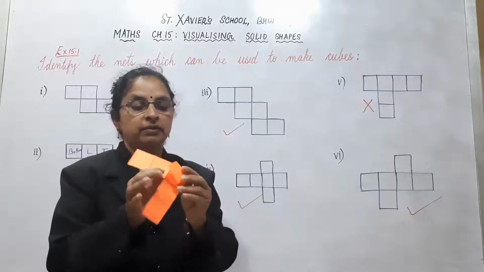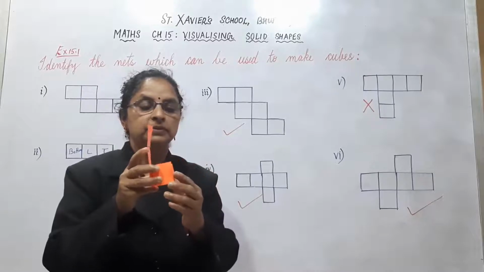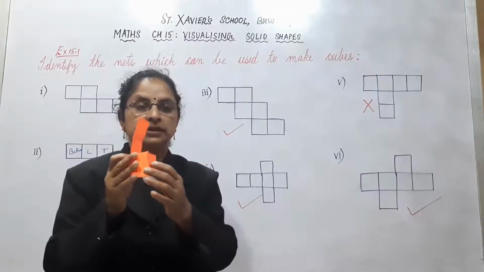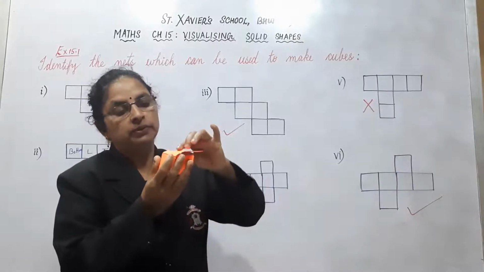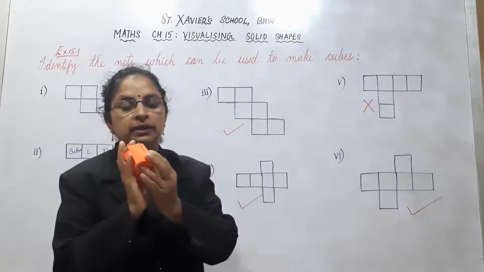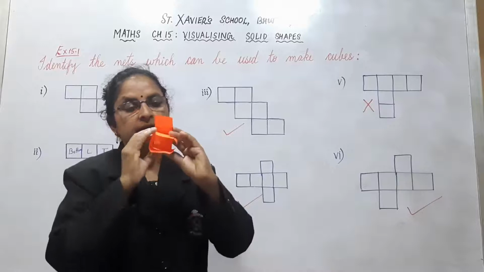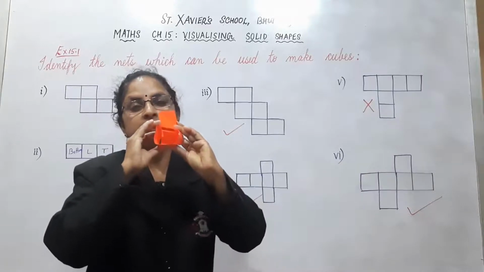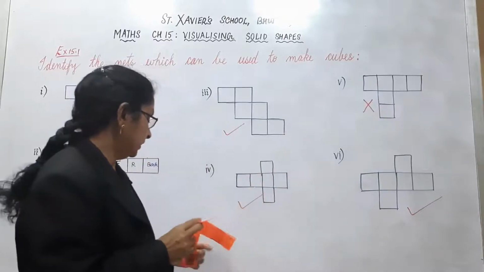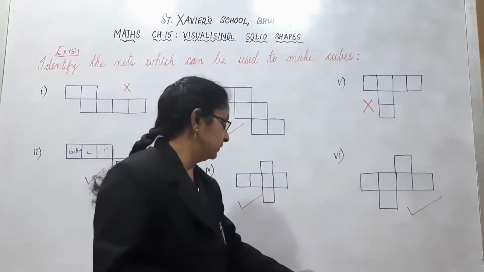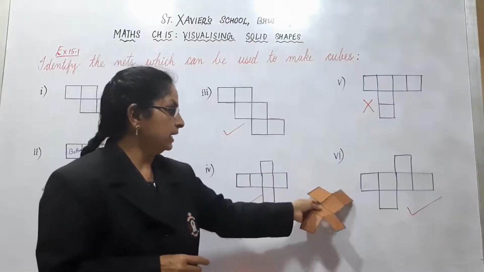And the fifth figure is, here is a cutout for the fifth figure. See, all the 4 sides are here, right? Now when I fold this top, I get only one extra portion and I don't get the bottom. So the fifth one is not the correct net for a cube.